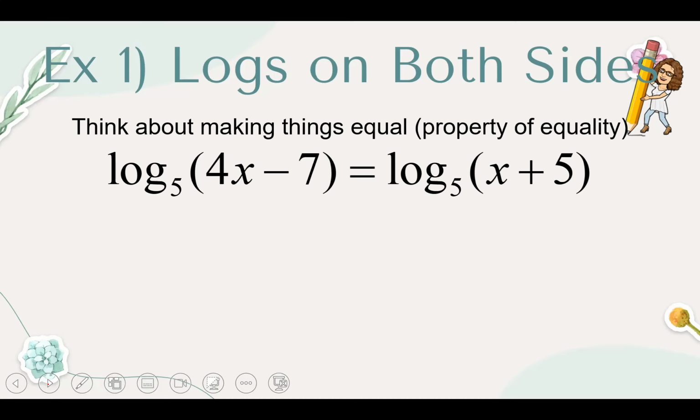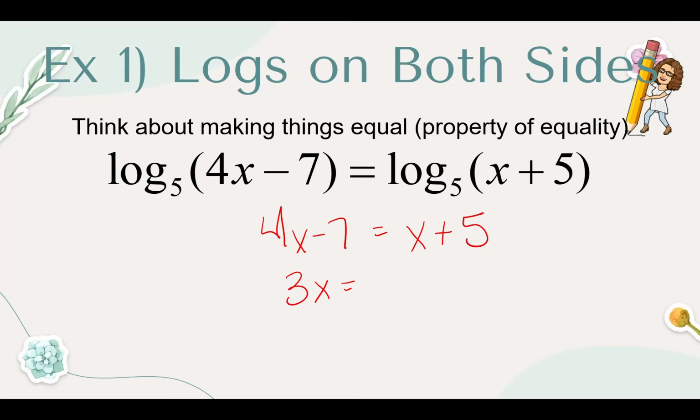So a little bit of review. Remember, logs on both sides. If I have logs on both sides, we're just trying to make things equal, which means the logs can just drop away, right? We can say 4x minus 7 equals x plus 5. Solving, I'll get 3x equals 12, x equals 4.